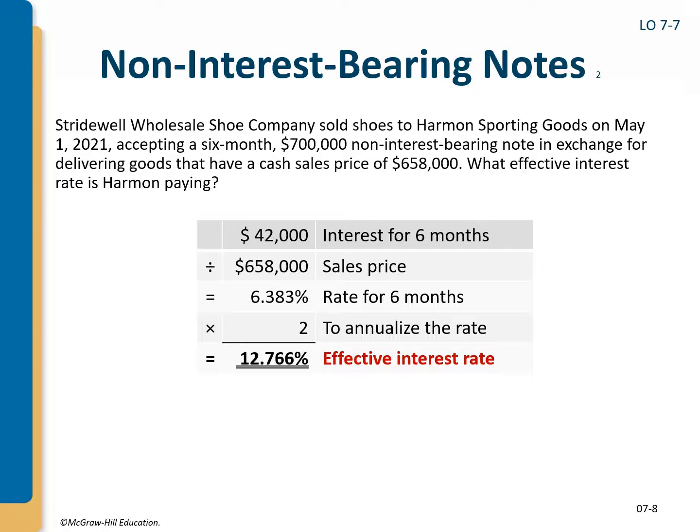So another calculation, we've seen this already, is what is the effective interest rate Harmon is really paying? Well, they paid $42,000 in interest, right? On what? $658,000 sale price. So that's a 6-month interest rate of 6.383%. So the interest rate really wasn't 12% they paid, but 12.766%. They took less upfront, but still had to pay the $42,000. And by the way, that difference is interest for 6 months. It's on the $700,000 though.